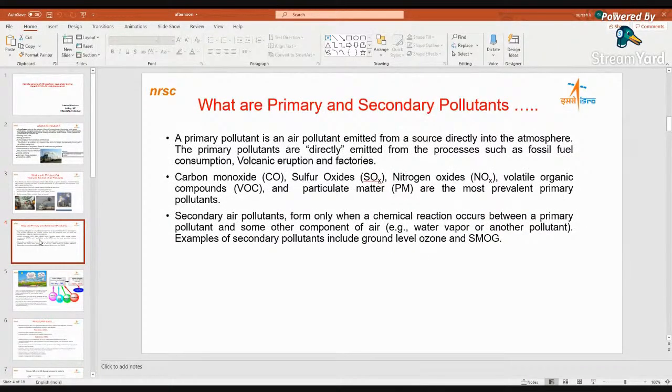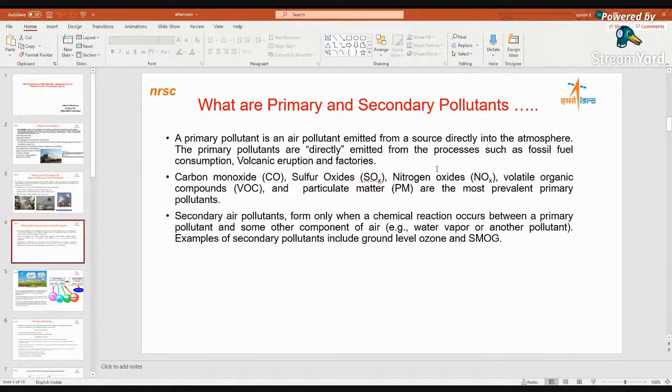And next, coming to what are primary and secondary pollutants. A primary pollutant is a pollutant emitted from a source directly into the atmosphere. One example is volcanic eruptions and factories; you can call them primary pollutants. For example, carbon monoxide, nitrogen oxides, volatile organic compounds, particulate matter. These come under primary pollutants.